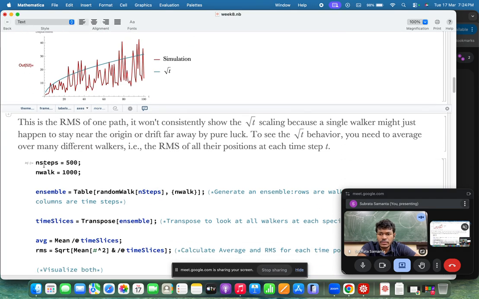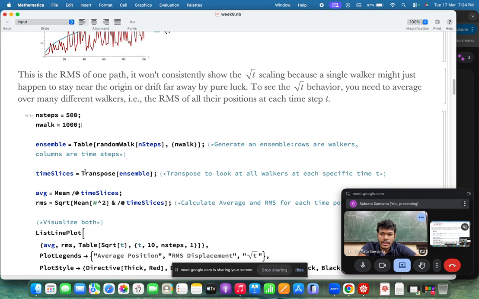So basically I first define n steps. Let us say my steps are 500 and the number of workers is 1000. And I create an n sample, which is basically my sample. These are random walk steps, that is the path, and how many times? 1000 times. So each row has one path, basically one worker. Different row, different path, different worker. You have 1000 workers, so you have 1000 different paths. This is my ensemble.